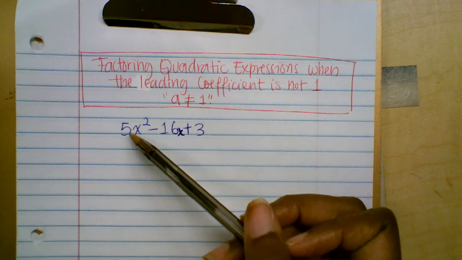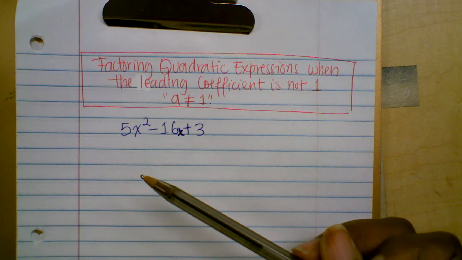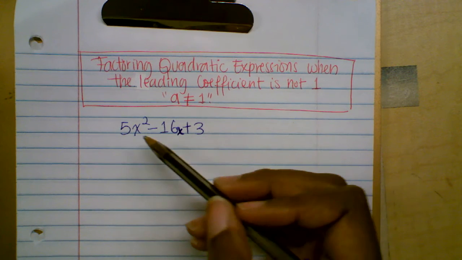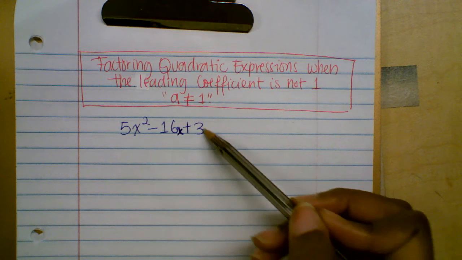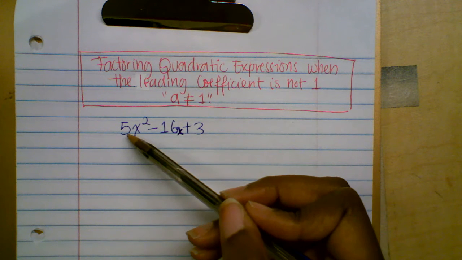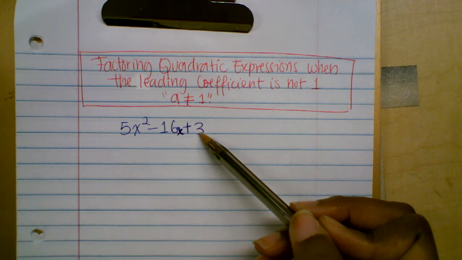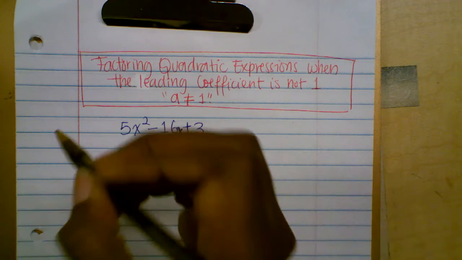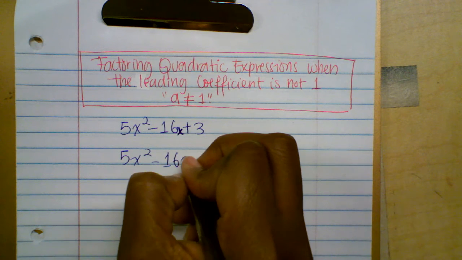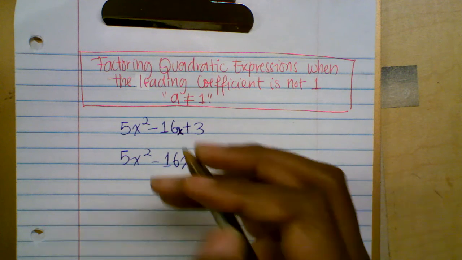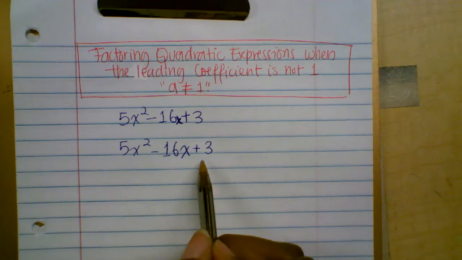So let's do this by the same principle that I've shown you before, right? The first step is to make sure that the quadratic expression is written in standard form, and this one is already written in standard form. You have ax squared plus bx plus c. A is 5, b is negative 16, and c is 3. Let me rewrite that below, because the x here is kind of weird. So now, do you see a common factor?